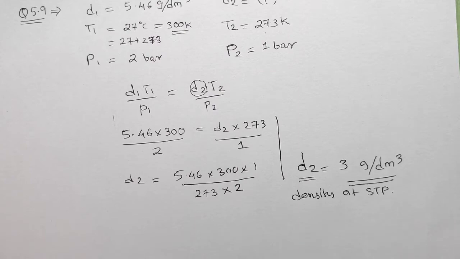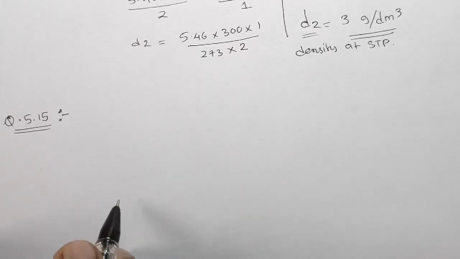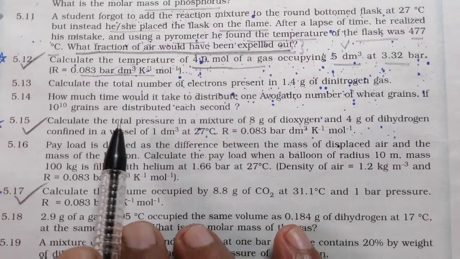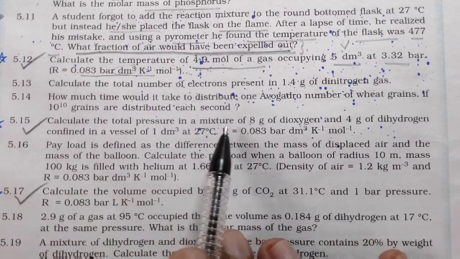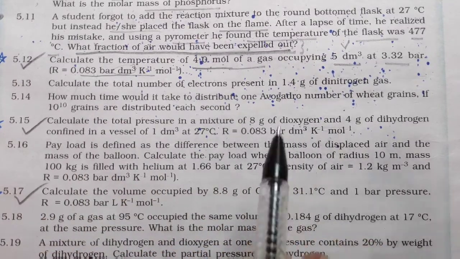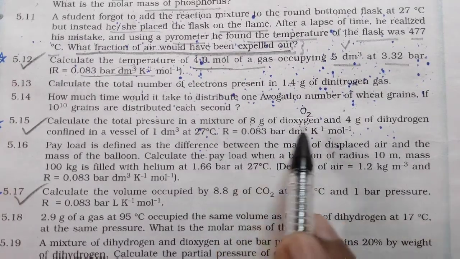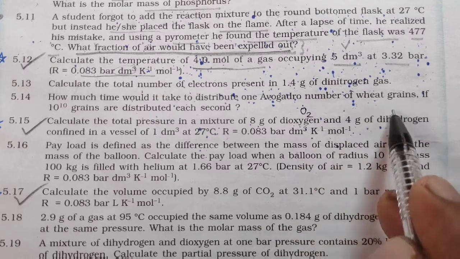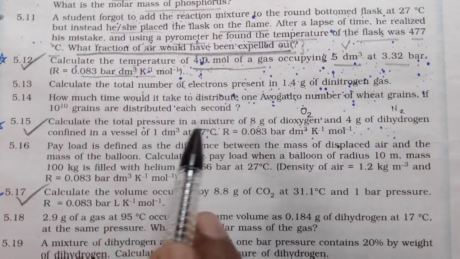Now the next one. This is 5.15, if you go through your textbook. Calculate the total pressure in a mixture of 8 grams of dioxygen, dioxygen is O2, right? 8 grams is the mass given, and 4 grams of dihydrogen, that is H2. It means you have to calculate the total pressure, that is P1 plus P2.